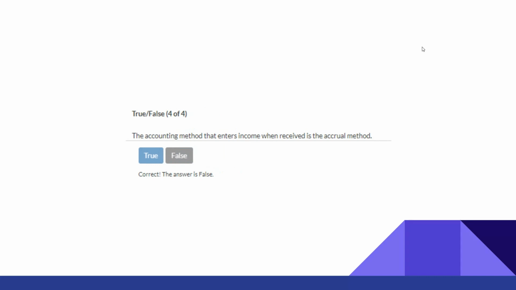The accounting method that enters income when received is the accrual method. True or false? Correct answer is false.